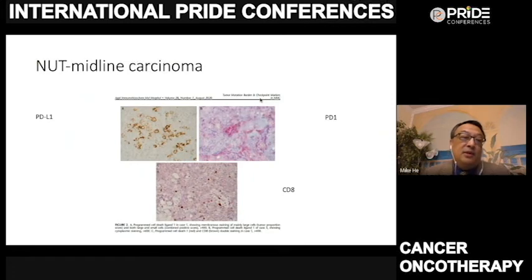So this is NUT carcinoma. Again, the PD-L1 shows membranous staining, and the PD1 here is a red staining instead of brown. And for CD8, you can see the tumor has quite numerous cells with positive staining. Next slide, please.